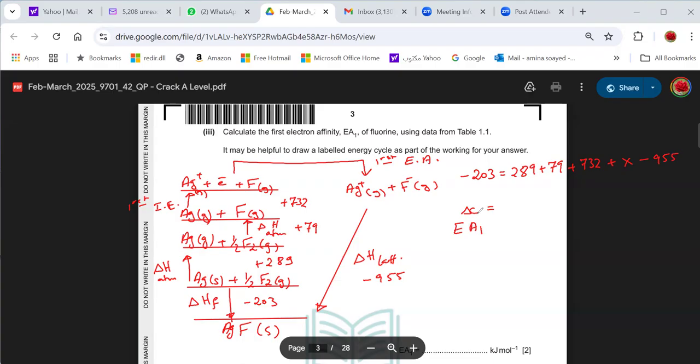So if we do this calculation, this means that we have minus 203 minus 289 minus 79 minus 732 plus 955. So I got minus 348 kilojoules per mole. And of course, we have to get it as a negative value because we know that the first electron affinity is always a negative value. So it should be a negative value.